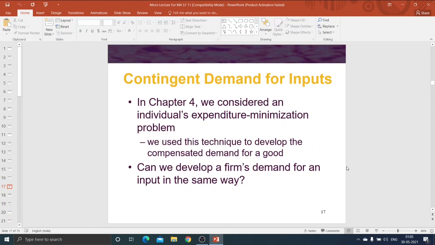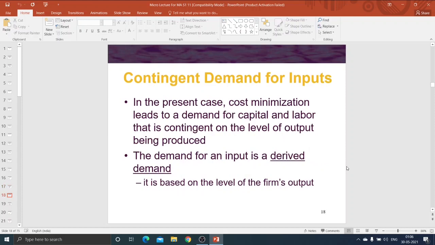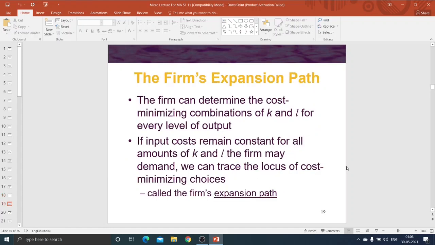In the earlier lectures we have already seen individual expenditure minimization problems as well as the other issue, so we are not going to detail all that. In the present case, cost minimization leads to a demand for capital and labor that is contingent on the level of output being produced. Demand for an input is a derived demand, and therefore it is based on the level of the firm's output. So the firm can determine the cost minimizing combination of K and L for every level of output.